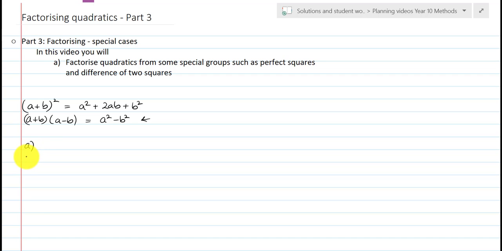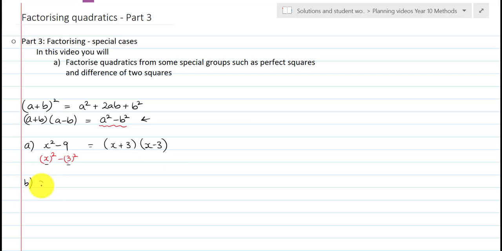A, x squared - 9. So x squared - 9 can be written down as x squared - 3 squared. So it fits that difference of two squares scenario quite well. And it means because we have an x and a 3, we have (x + 3)(x - 3). And there we go, we've factorised.